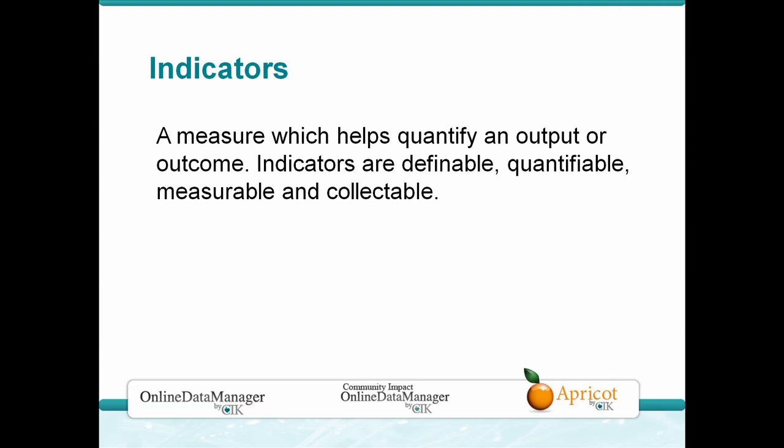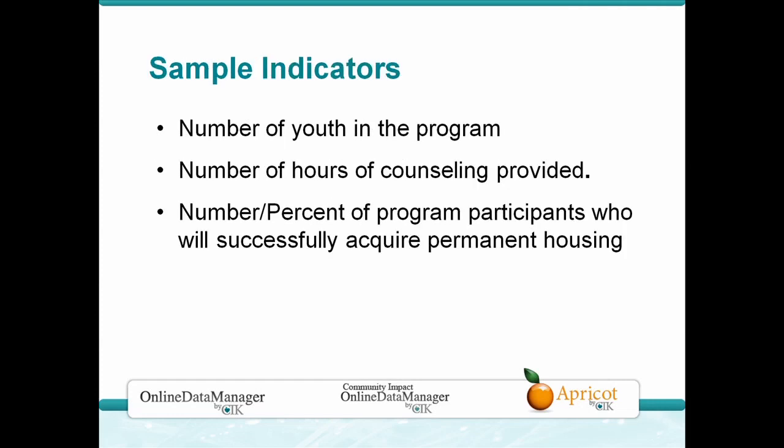The next part of that then is the indicators. Indicators are a measure which helps quantify an output or an outcome. Indicators are definable, quantifiable, measurable, and collectible. Sample indicators would be the number of youth in the program, the number of hours of counseling provided, or the number or percent of program participants who will successfully acquire permanent housing. So the indicators are how you're going to measure whether you've achieved outputs or outcomes. How are you going to do that? What are you going to measure?